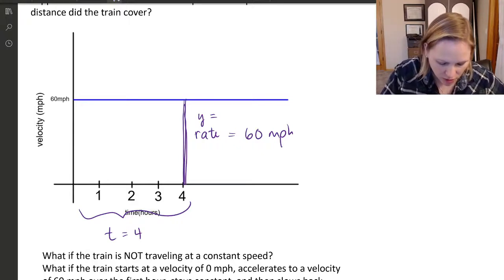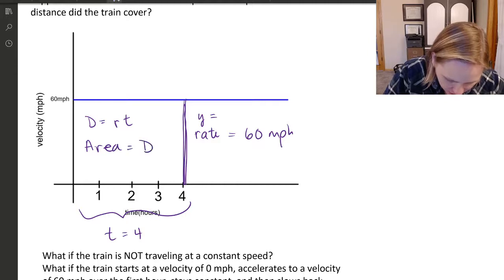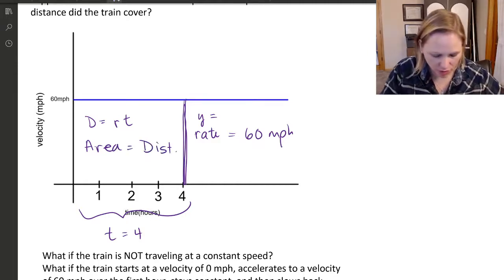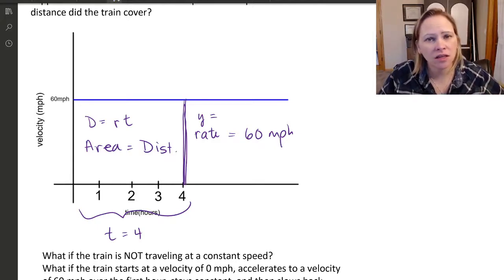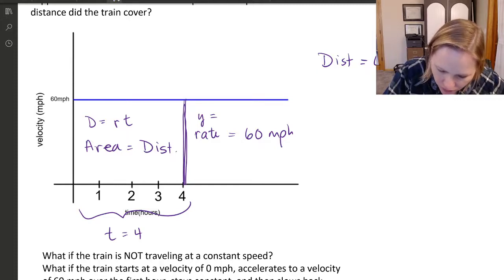However, when we look at the graph, we need to understand that when we do distance equals rate times time, really what we're doing is finding the area under this curve. The area that the curve represents, or the area under this curve, represents the total distance that this train covered. So the distance is 60 times 4, or 240 miles.